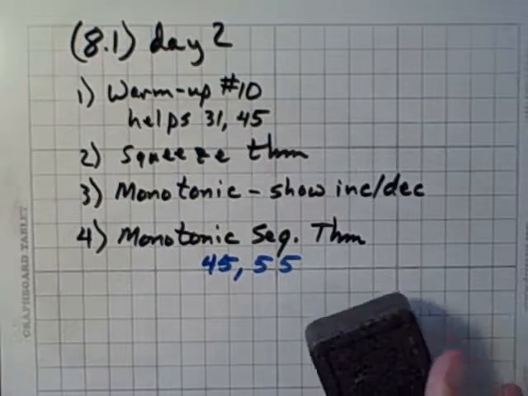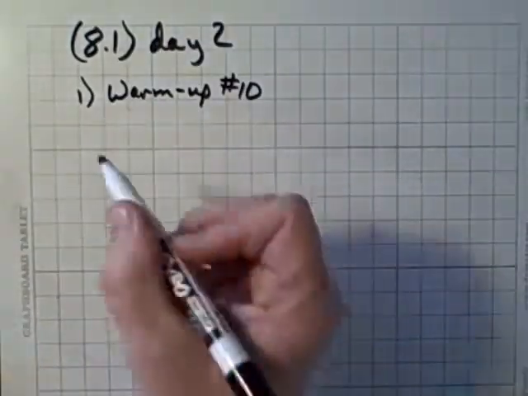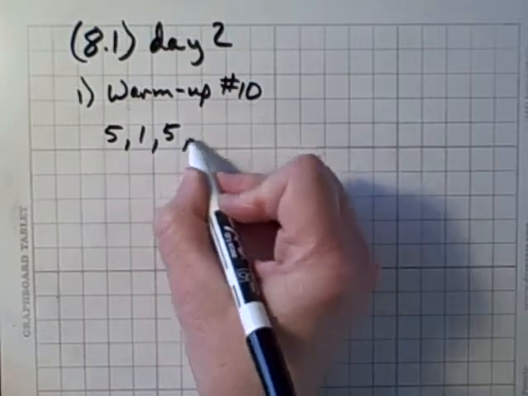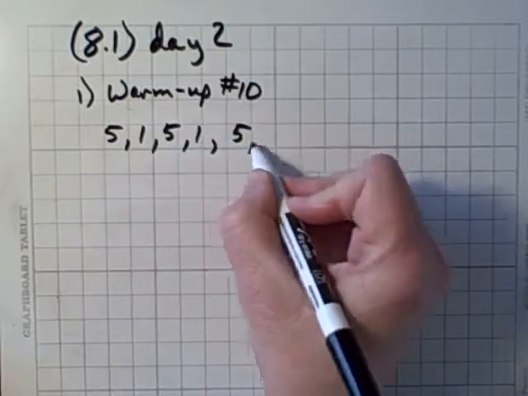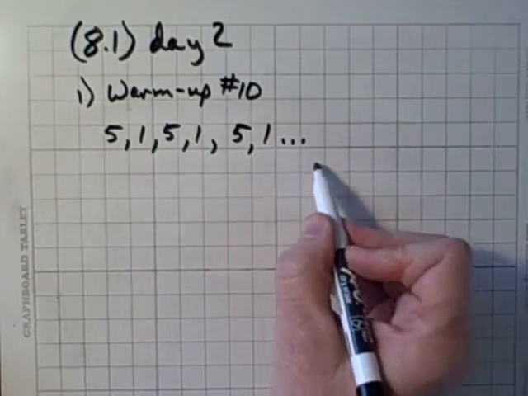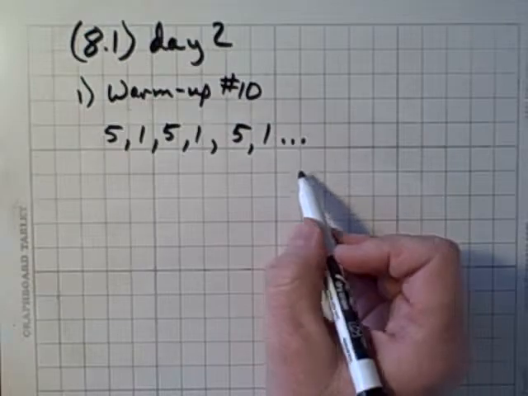So let's go back to number 10. Number 10 simply alternates 5, 1, 5, 1, 5, 1. And the challenge is to be able to come up with a formula for that as an nth term formula.